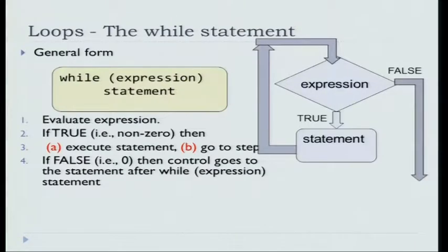The flowchart corresponding to the while expression is: you test whether the expression is true or false. If it is true, you do the statement. If it is false, you exit out of the loop and execute the next statement outside the loop. In C, if the expression is non-zero, then execute the statement and go back to test again. If it is false, then directly go to the next statement after the while loop. This is similar, if you recall, to the if block without the else.